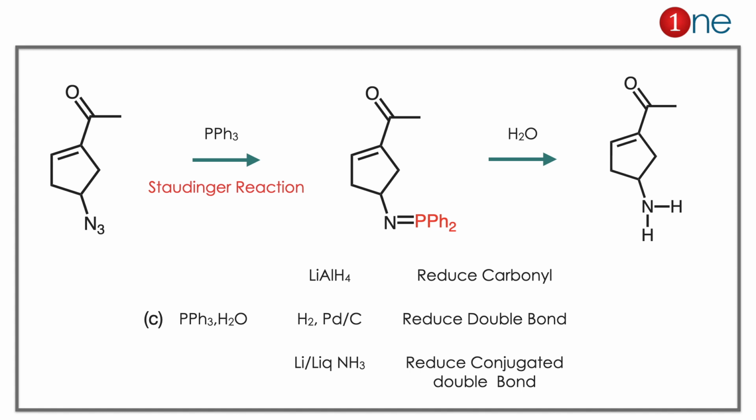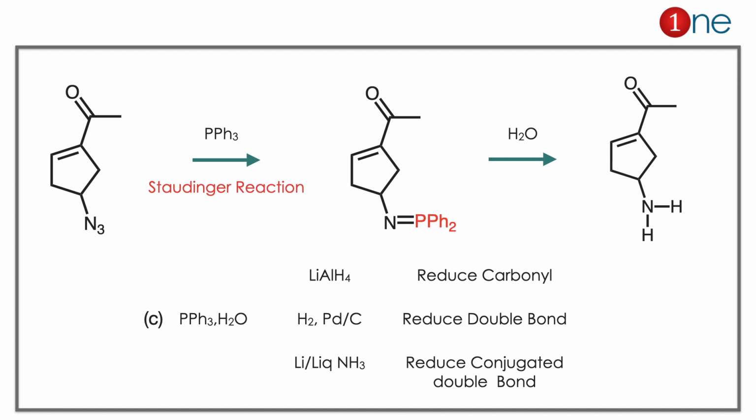Here you also have to guess why lithium aluminum hydride cannot be useful, because lithium aluminum hydride reduces the carbonyl, so a mutual reduction happens. Same thing with hydrogen and palladium carbon, it reduces the double bond there. The same thing occurs with lithium and liquid ammonia also, because it reduces the conjugated double bond. So you cannot have the chemoselectivity. So only with phosphine you have the product there. So the answer is clearly C.